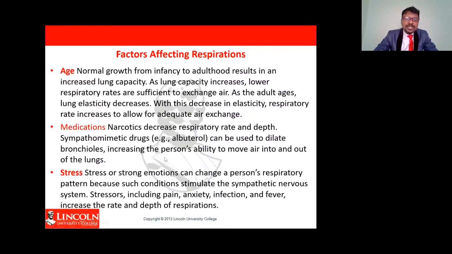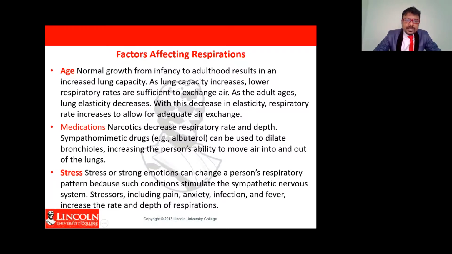And also some medications, such as narcotics. These narcotics decrease the respiratory rate and depth. Especially sympathetic drugs such as albuterol can be used to dilate the bronchioles. In case of restrictive bronchial disorders or restrictive lung diseases, the bronchioles are going to be constricted. In those conditions the doctors are going to give medications. These medications are helpful to dilate, meaning to make the bronchioles bigger. So this also is going to alter the respiratory rate.